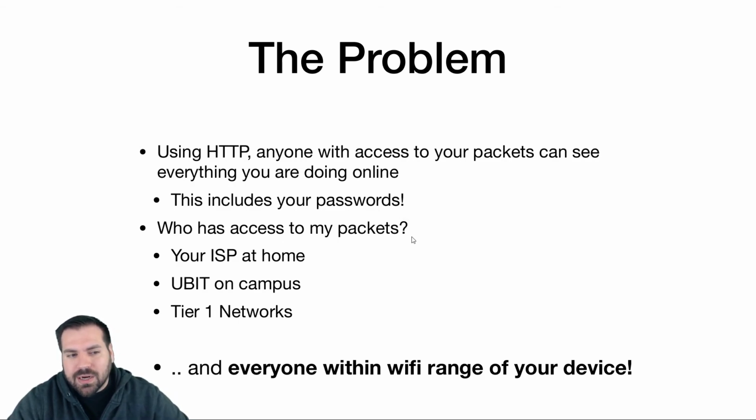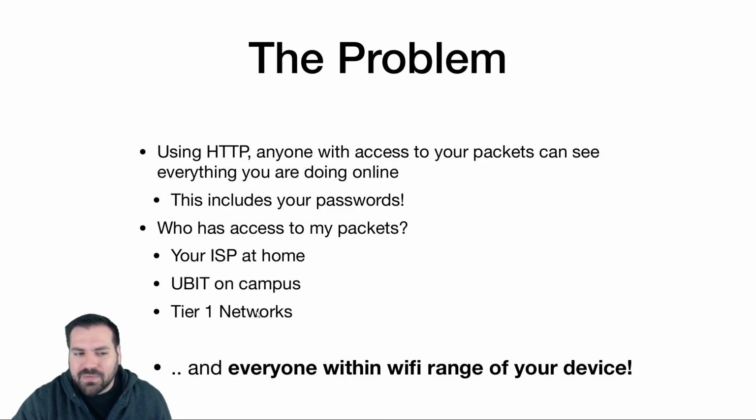So who are we talking about? Your ISP, UBIT when you're on campus, the Tier 1 networks, the people that ISPs pay for internet access. These ones shouldn't scare you too much. We have a reasonable trust of these organizations, at least to the degree that we don't believe they would put their reputation on the line. But the scary one is everyone within your Wi-Fi range.